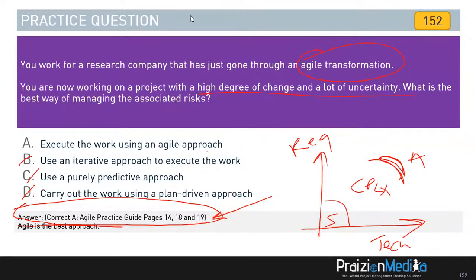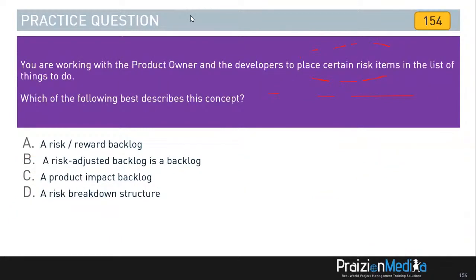Here's your next question. You are working with the product owner and the developers to place certain risk items in the list of things to do. Which of the following best describes this concept? Hit the pause button if you need more time. So this is a pretty straightforward one. There's no such thing as a risk-reward backlog, so we'll cancel that.